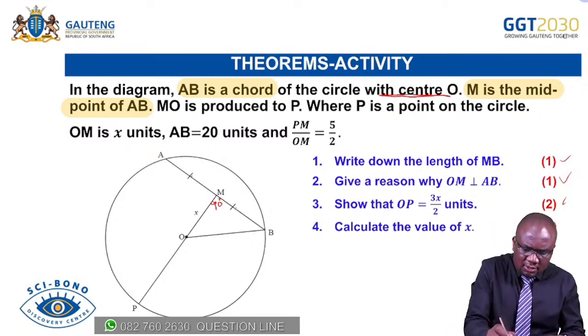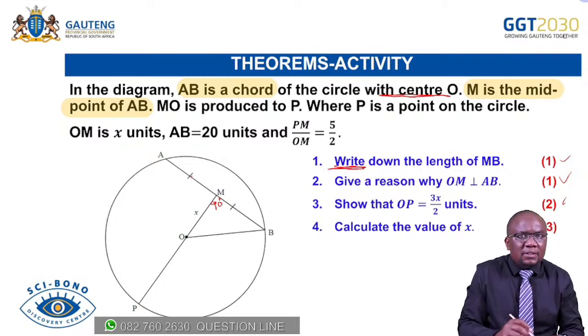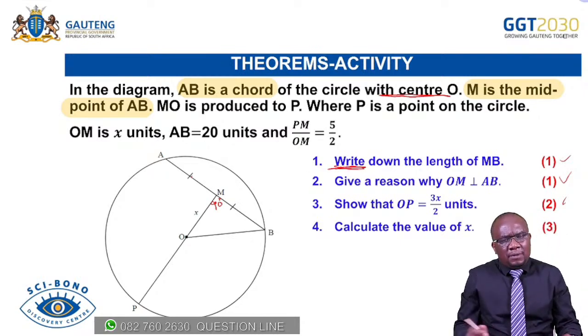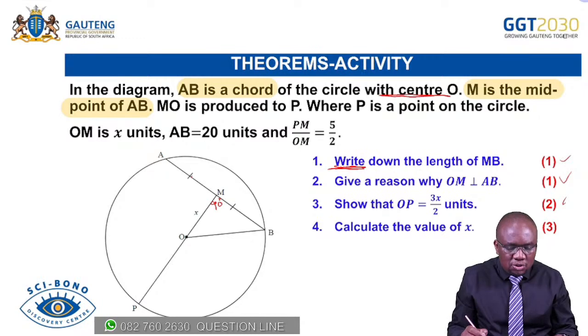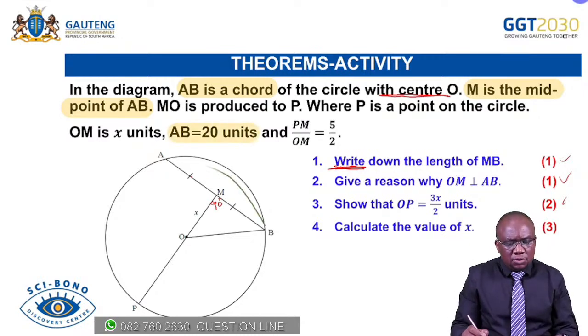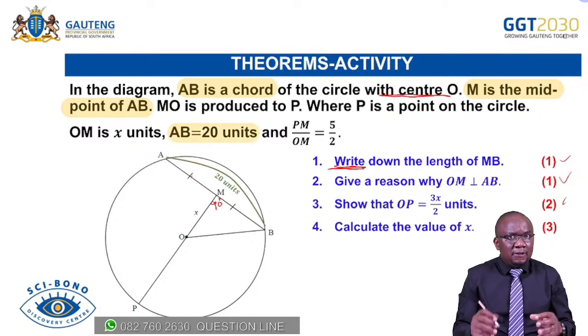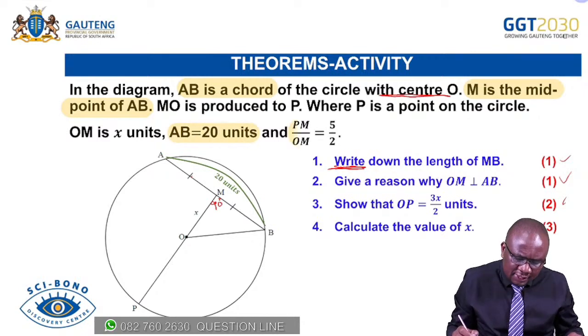Write even the instruction there. 1 mark. It means it's very, very easy. You're not supposed to calculate. So put the information. AB is 20 units. Show that on the diagram. 20 units. You see that? Write on the diagram. And then what else?